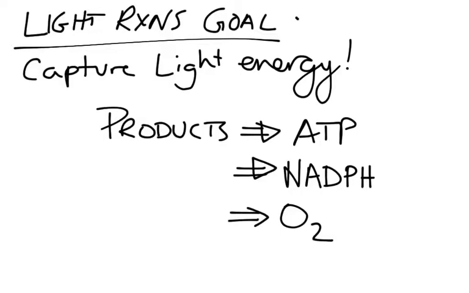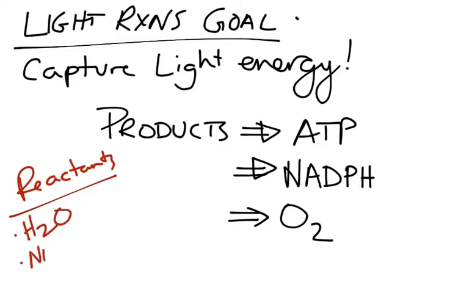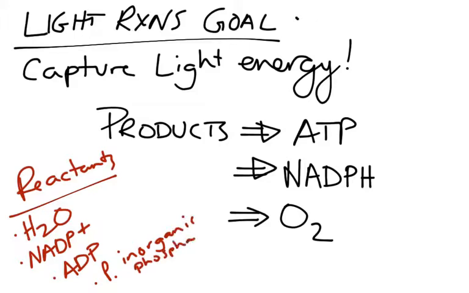The reactants, what you need here to react, are water, NADP plus, and ADP and inorganic phosphate. Those are the reactants you need. The products at the end of the light reactions will be ATP, NADPH, and oxygen. Inorganic phosphate, quite often they write it as a Pi.